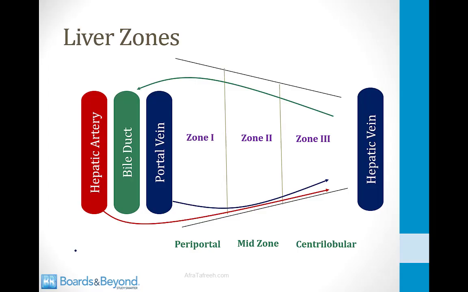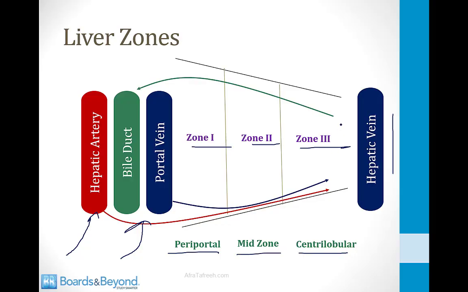Here's a drawing just to make the liver zones more clear. So we have blood entering the liver zones either via the hepatic artery shown here or the portal vein shown here. Blood then moves through the 3 zones, zone 1, zone 2, and zone 3, and then it finds a central vein which ultimately connects to the hepatic vein, as I've shown here in my drawing. The first zone is called the periportal zone, the last zone is called the central lobular zone, and the one in the middle is appropriately called the mid-zone.